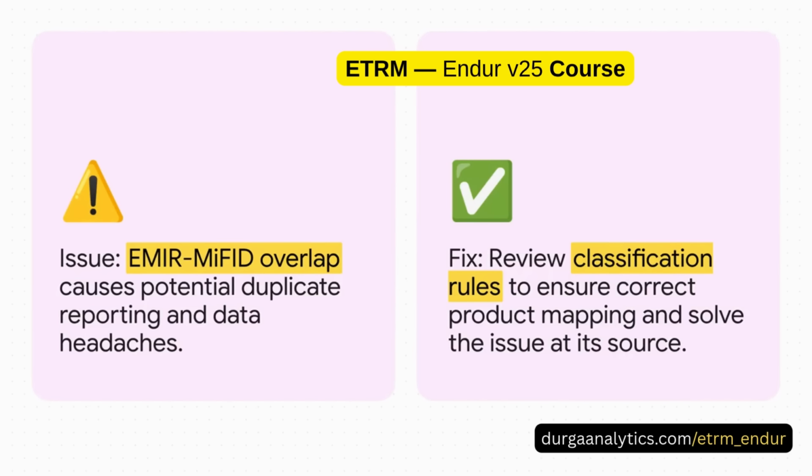And here is a classic, real-world pitfall we see all the time. A trade gets flagged for both EMIR and MiFID II. You end up with an overlap, potential duplicate reporting. It's a mess. Now, the fix isn't to have someone manually go in and fix it every time. No, the fix is systemic. You go into Endur, you refine your classification rules, you make sure your product mapping is correct, and you solve the problem at the root so it never happens again.